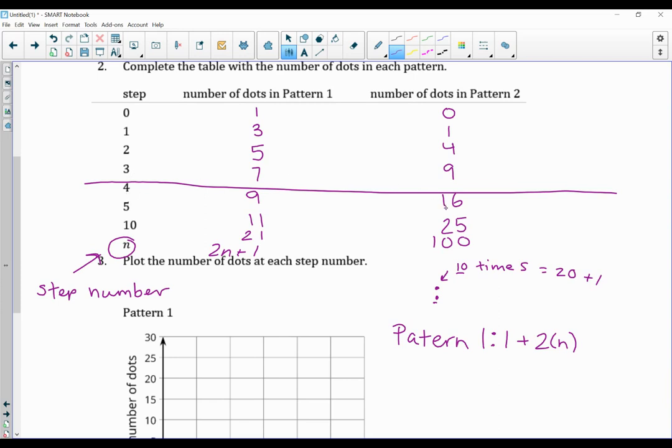4 times itself is 16. 5 times itself is 25. 10 times itself is 100. So here, this is actually the n step times itself. So whatever step you're on, which makes sense because we said it was a 4x4 array, a 5x5 array, a 10x10 array. And I could write this more simply as n squared, or you might know it as n to the power of 2. So that's number 2.